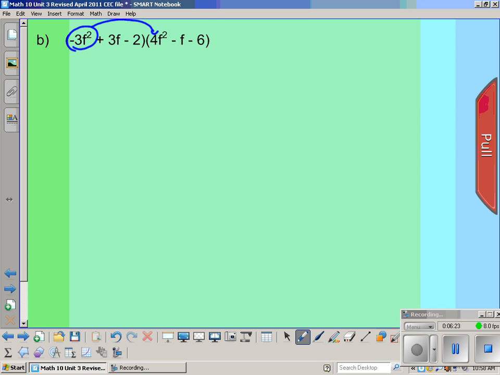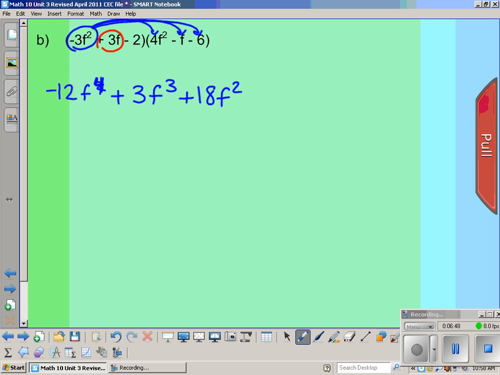Negative 3f squared times 4f squared is negative 12f squared. Negative 3f squared times negative f is positive 3f cubed. Sorry, this first one should have been f to the 4th. 3f squared times negative 6 will be positive 18f squared.